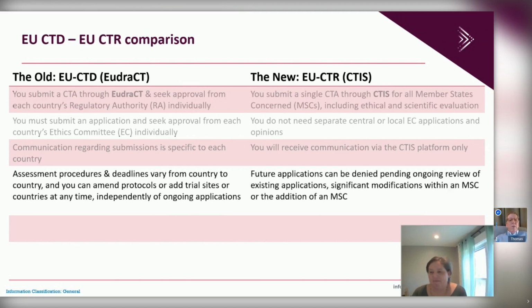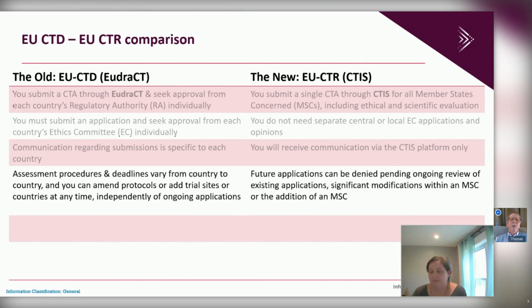Speaking of, when we talk about the current system, the assessment procedures and deadlines can vary a little bit from country to country. And the other aspect, we sort of combine two elements, is that currently you can also submit multiple amendments concurrently and add trial sites or countries at any time. So if you're running a CTA in UDRA-CT and you decide, oh, we're going to add some sites in Germany, we're going to start running the trial in Germany, you can do that at any time.